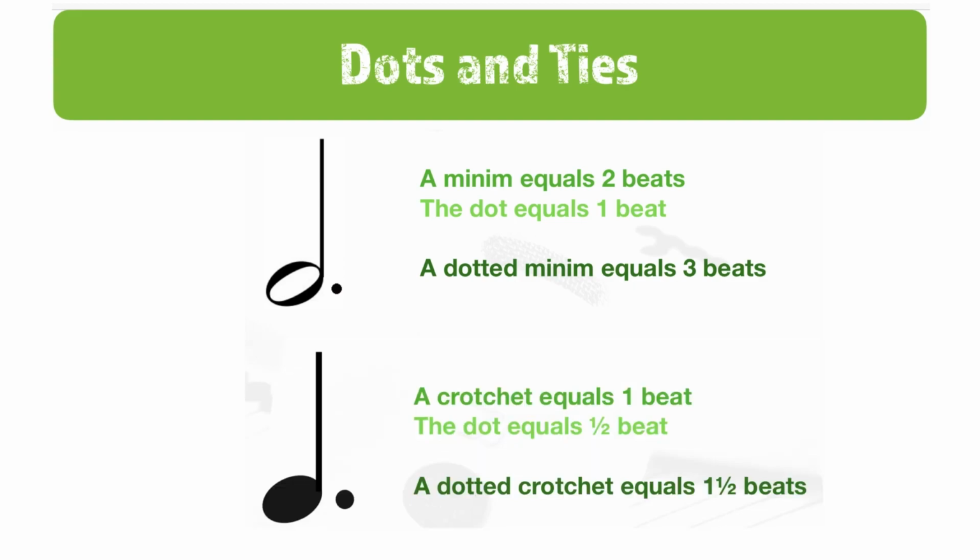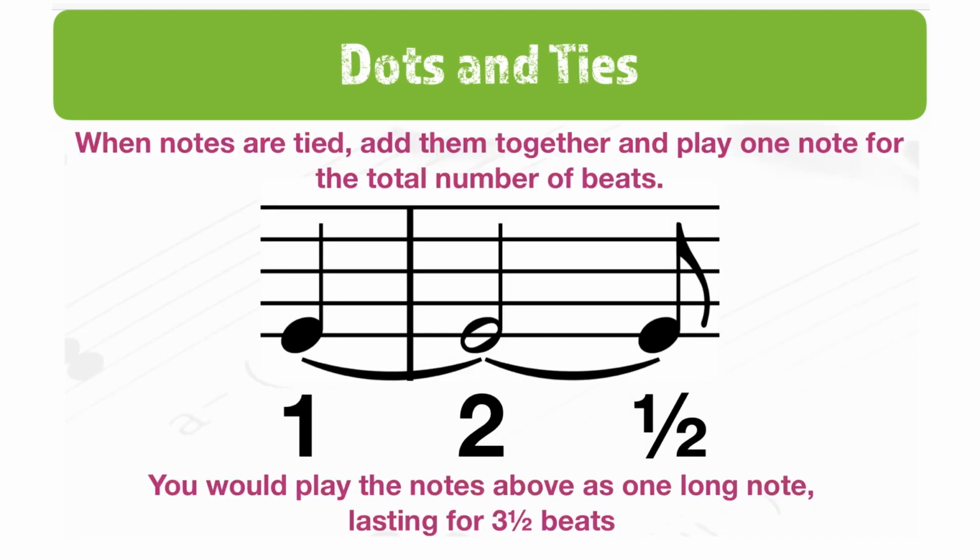Notes can also be tied together. A tie is what joins them. We simply add up all the notes connected with a tie and hold the note for the combined length.